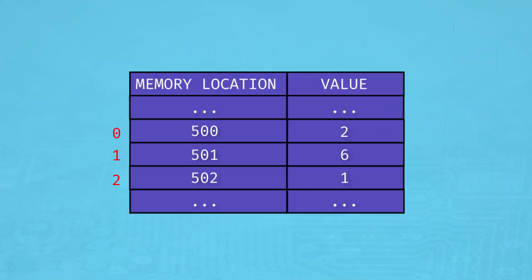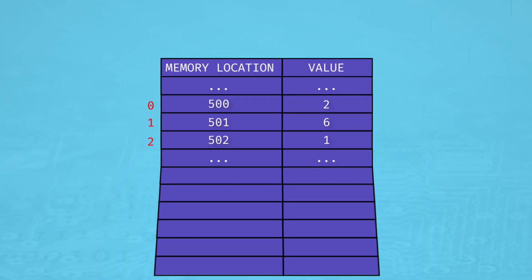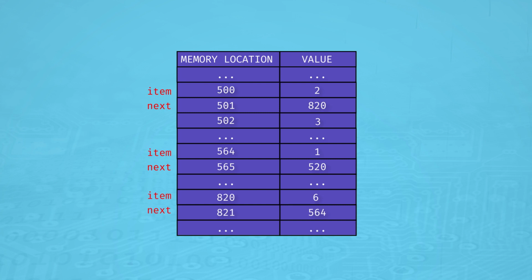So while an array list might look like this in memory, where the list starts at index 0 at memory location 500, index 1 at 501, and so on, a linked list with the same items could look something like this, where the first node in our list tells us the next item can be found at memory location 820, and that node tells us the next item is at location 564.